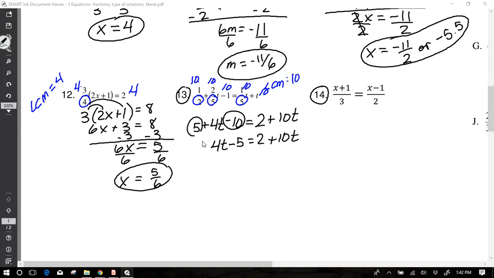I am going to move over my 10t's to the left. You might have chosen to move them to the right. Either way is okay. The answers will still come out the same.